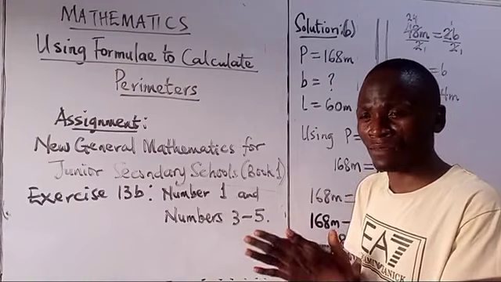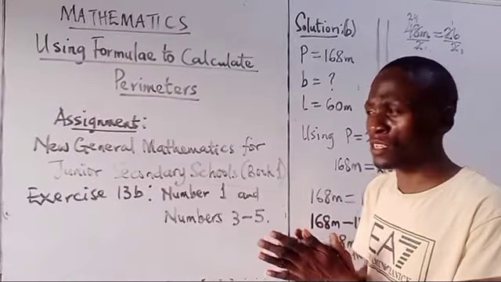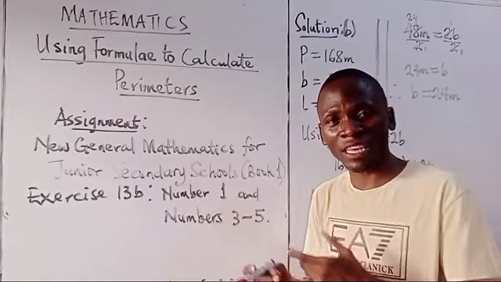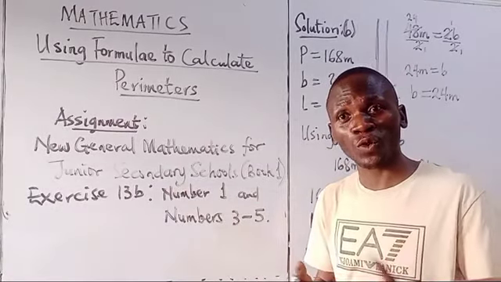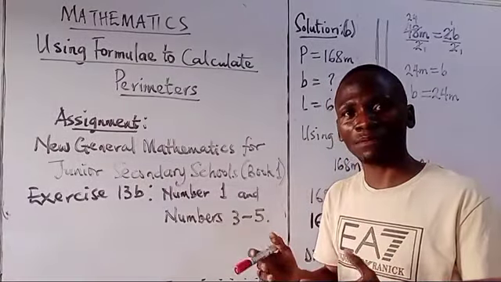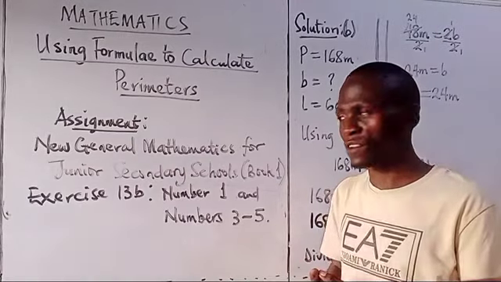So next class we will be looking at the perimeter of some other shapes: a square, a circle, and possibly some other quadrilaterals.